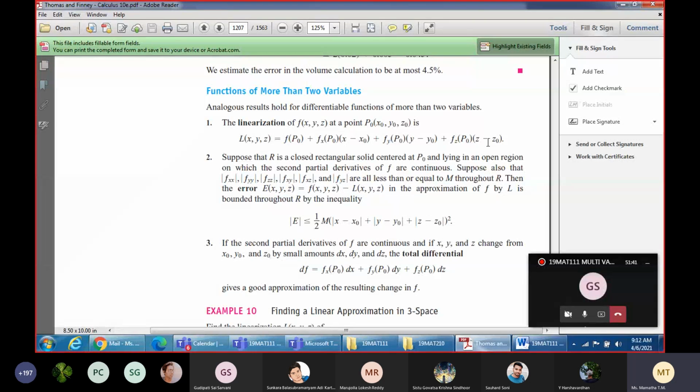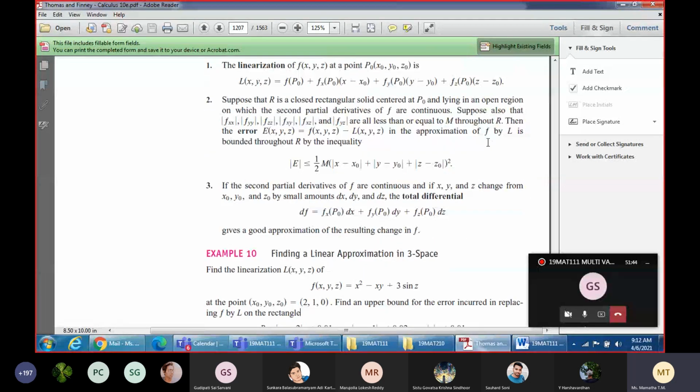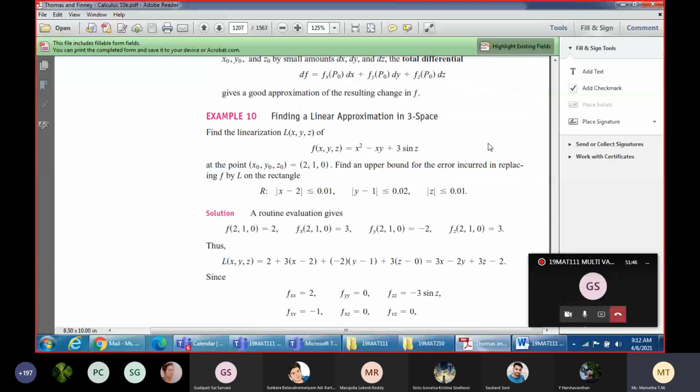Okay, so we go ahead with the linearization for 3 variables with this example. You have f of x, y, z given as x square minus 3y plus 3 sine z. The point 2, 1, 0 is given. So we go ahead with the linearization concept.